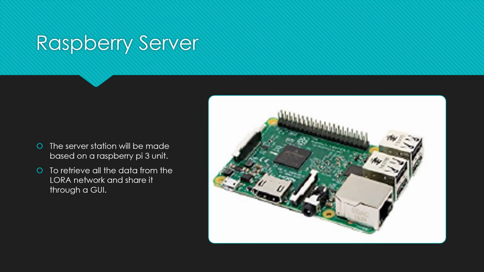The Raspberry server. The server station will be made on a Raspberry Pi 3 unit that allows retrieving all the data from the LoRa network and sharing it through a graphic user interface and publishing it to an external server for further processing and more data availability. To be clear about this, I will tell you more.